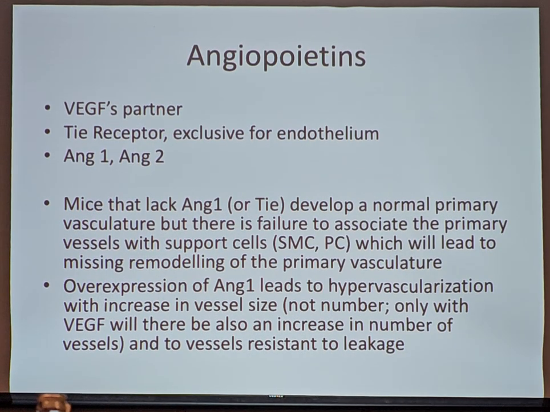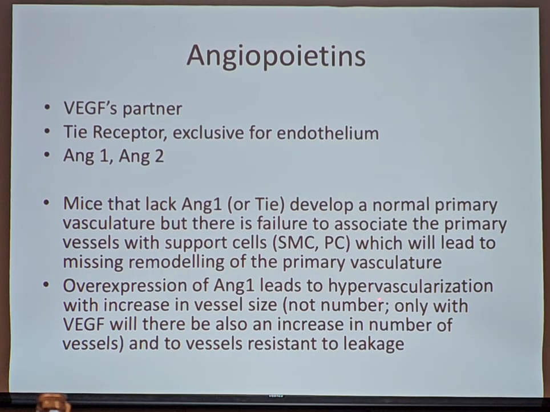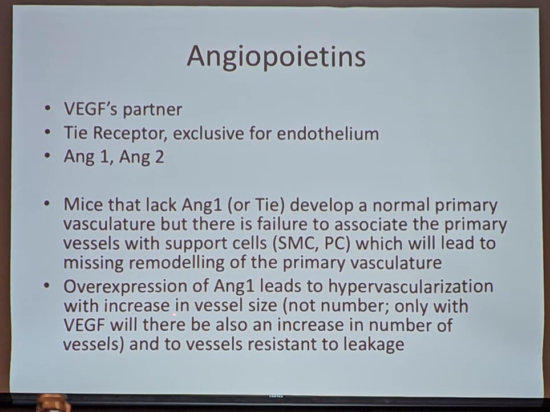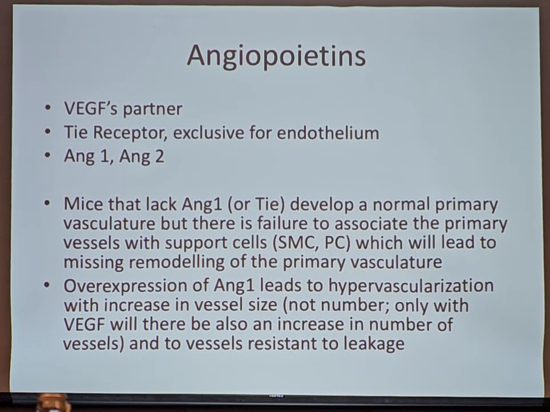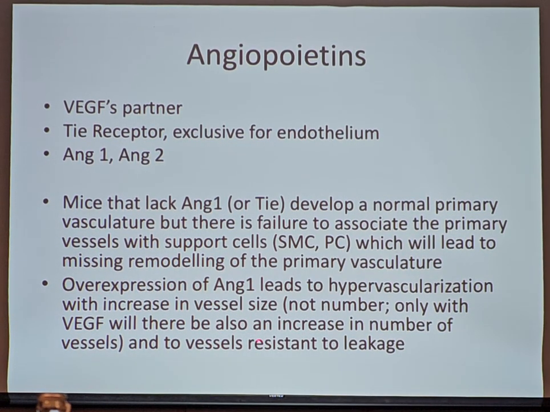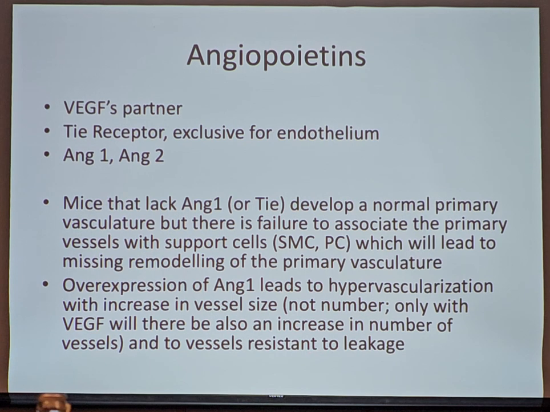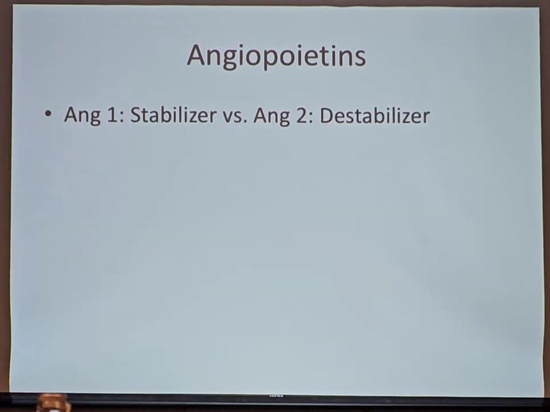On the other hand, if you have too much angiopoietin, you will have a hypervascularization with an increase in the vessel size, but not the vessel number, because remember, the vessel number is determined by VEGF. And these vessels, where you have an overexpression of angiopoietin 1, will be resistant to leakage. Now, up to now, I only spoke about angiopoietin 1, that can be seen as a stabilizing growth factor.